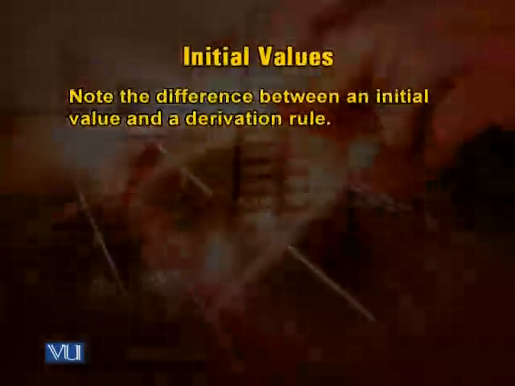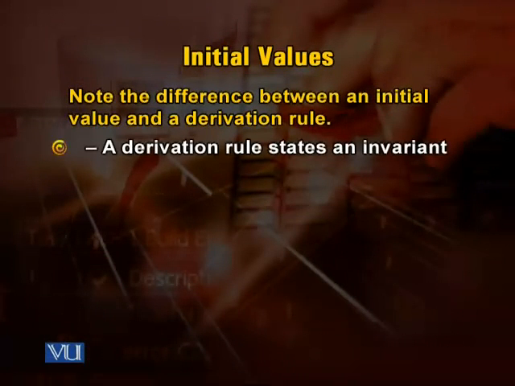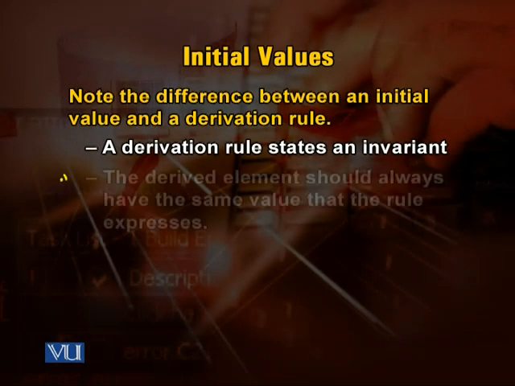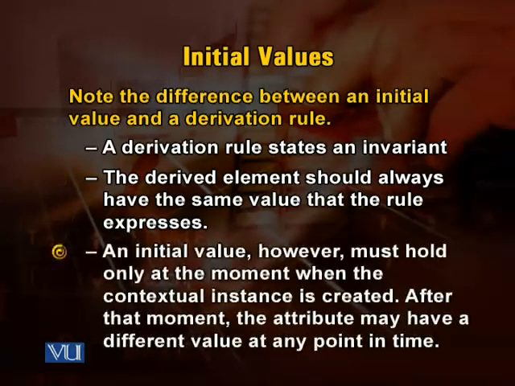Here you must note the difference between an initial value and the derivation rule. A derivation rule states an invariant. The derived element should always have the same value that the rule expresses. An initial value, however, must hold only at the moment when the contextual instance is created. After the moment, the attribute may have a different value at any point in time.